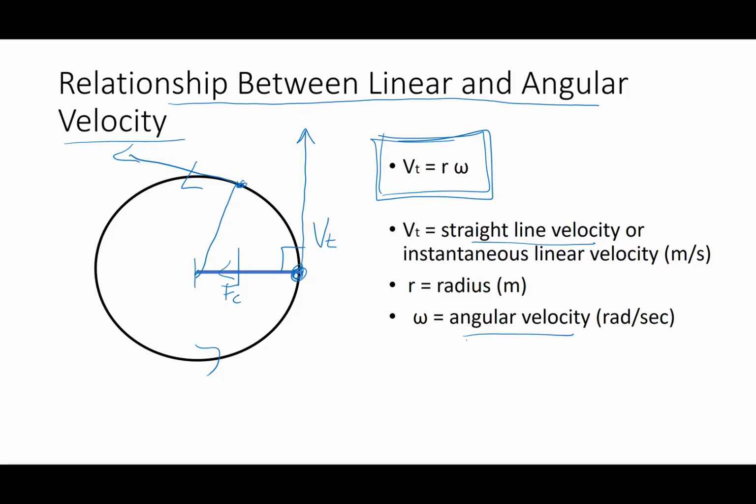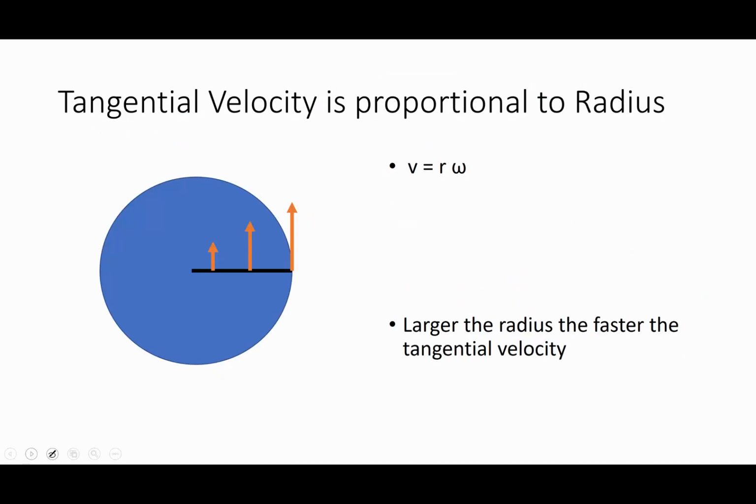But if an object has a steady angular velocity, the value for the tangential velocity will be the same. Direction, of course, is constantly going to be changing, but the number will be the same. Meters per second for a velocity. Radius is going to be in meters, and angular velocity is in radians per second. Let's do a problem. Oh, before we do the problem, let's talk about what this actually means.